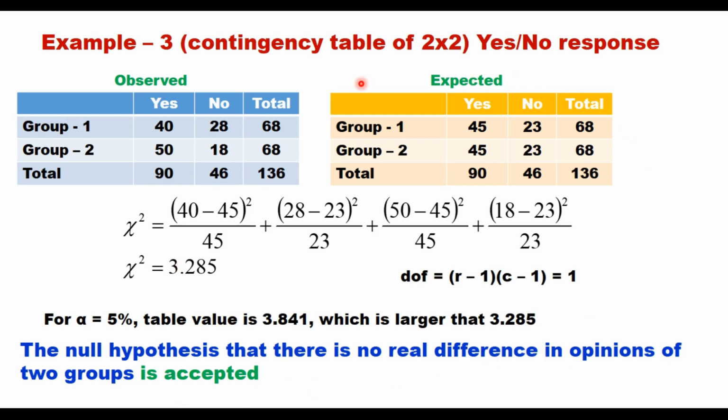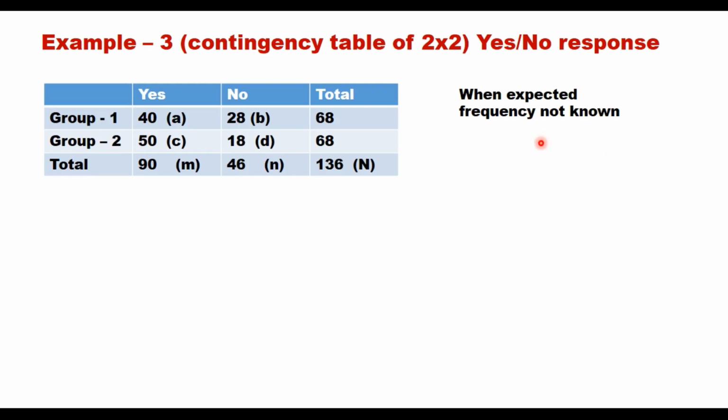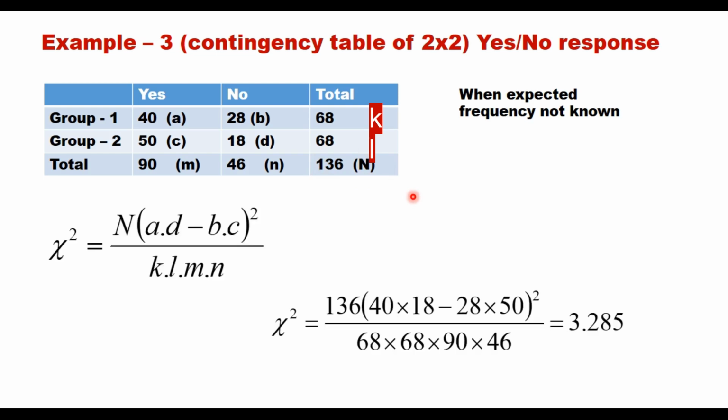But many a time it so happens that you do not know what the expected frequency or the expected response is. So in that case, when expected frequency is not known, if you take this table and label the cells A, B, C, D like this, and let us say M and N is the total number of yes and no, and the grand total here is the sample size 136. So in that case, you can calculate the chi-square value using this equation. N is the total number, (A into D minus B into C), that is the cross multiplication, divided by K L M N.